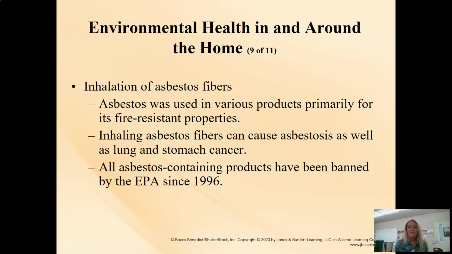So anything that contains asbestos has been banned by the Environmental Protection Agency since 1996. So again, we're not seeing this in any of the newer construction, but if you are in an older home or an older building, there is a possibility that some of your housing materials can contain asbestos. If it's intact, there's really not any risk, but if it becomes damaged or disturbed or starts to deteriorate, it will release fibers into the air and then they are inhaled, and that's where we can start to run into some problems.